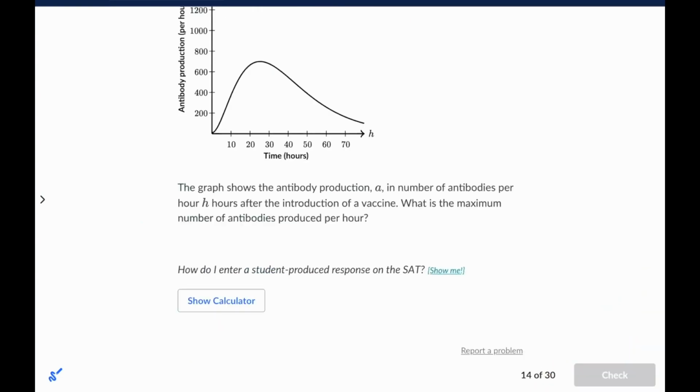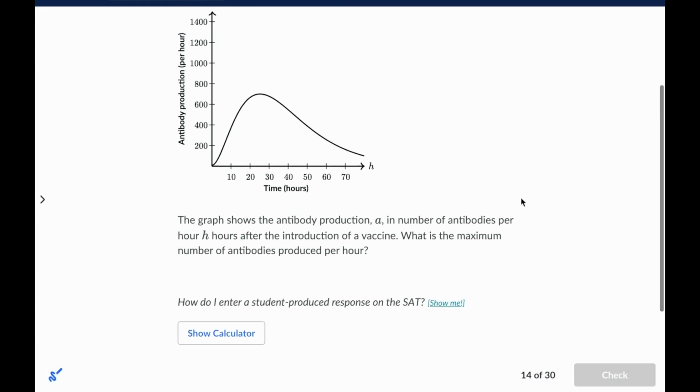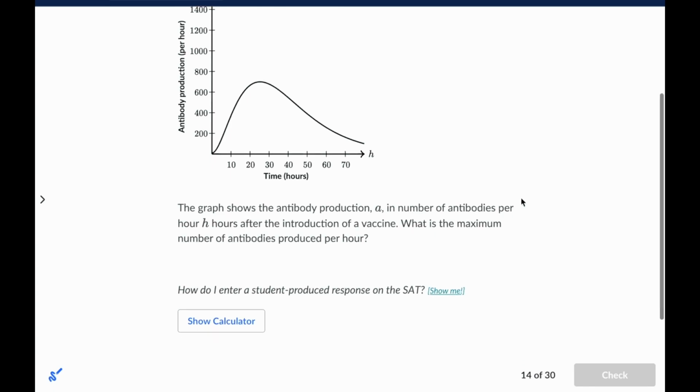Okay, question 14. The graph shows the antibody production A in number of antibodies per hour H after the introduction of a vaccine. What is the maximum number of antibodies produced per hour? The graph shows the antibody production in number of antibodies per hour. Okay, it's just asking what is the maximum number of antibodies produced per hour.